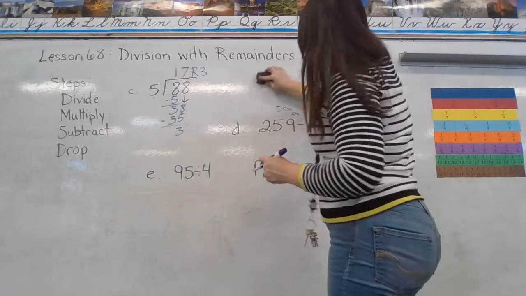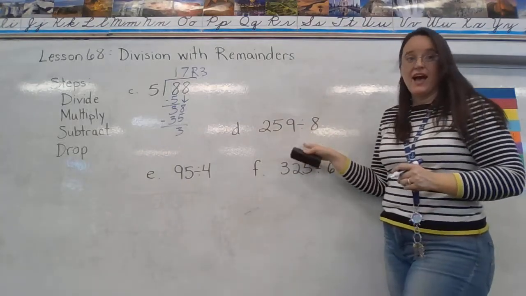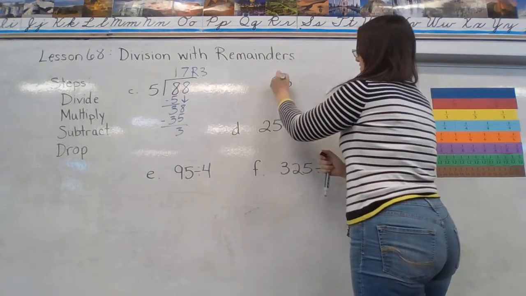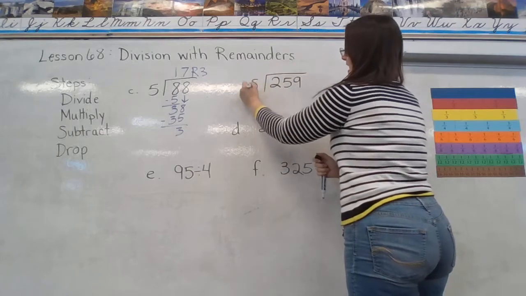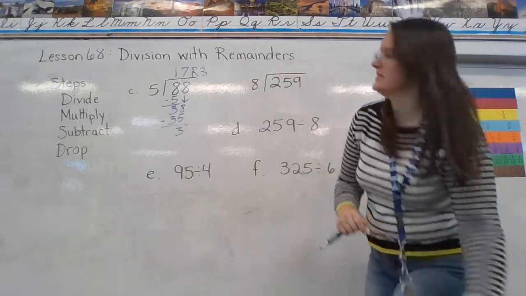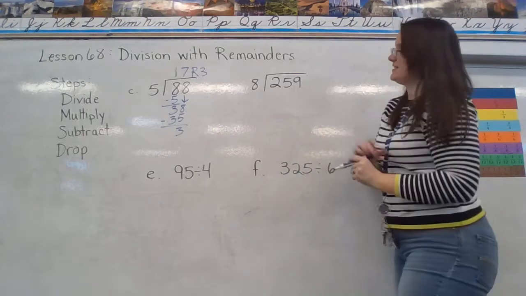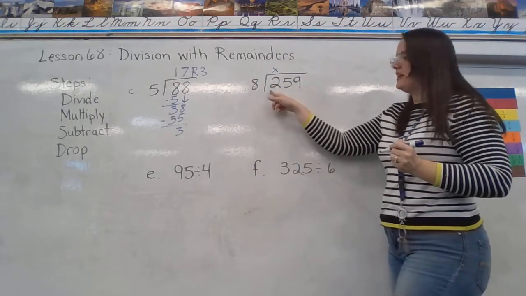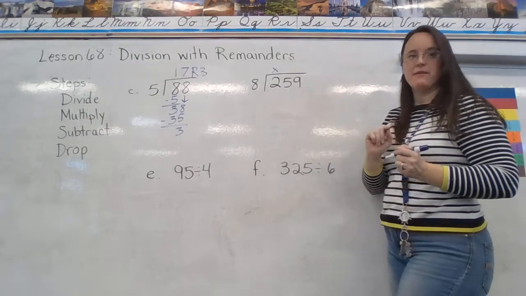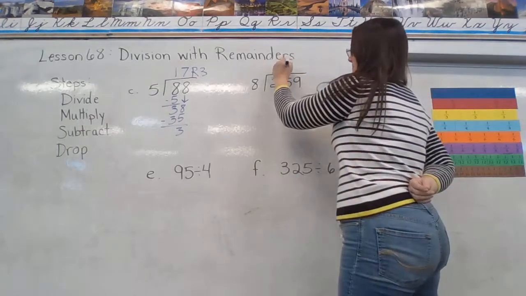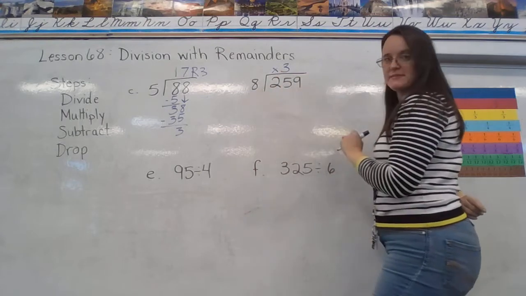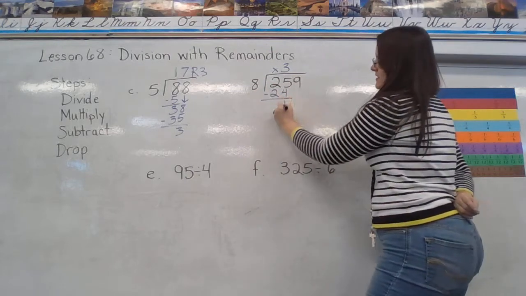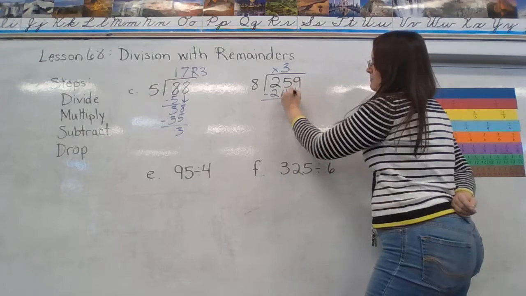Okay, so D, they wrote it differently. I'm going to rewrite it in the house. So we should have 259 divided by 8. Here's problem D for us. Does 8 go into 2? No? Put my X up there. Does 8 go into 25? Yes. How many times? 3. 3 times 8 is 24. Subtract. We get 1. Drop our next digit.